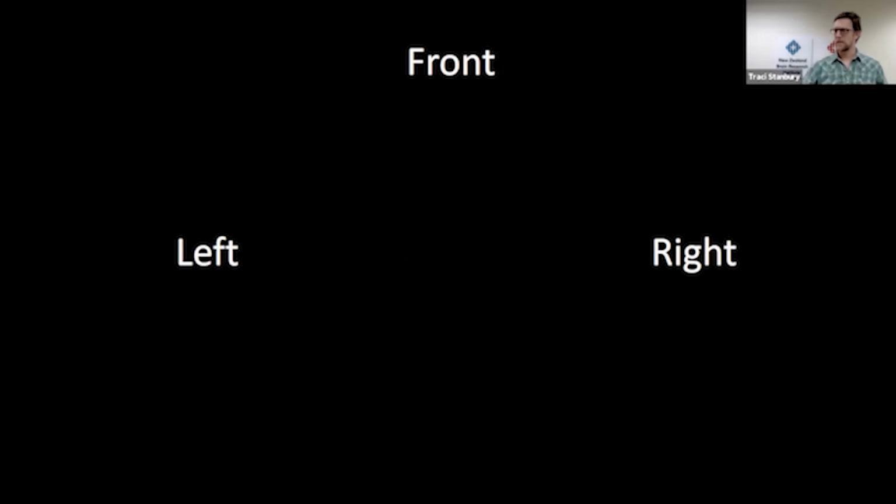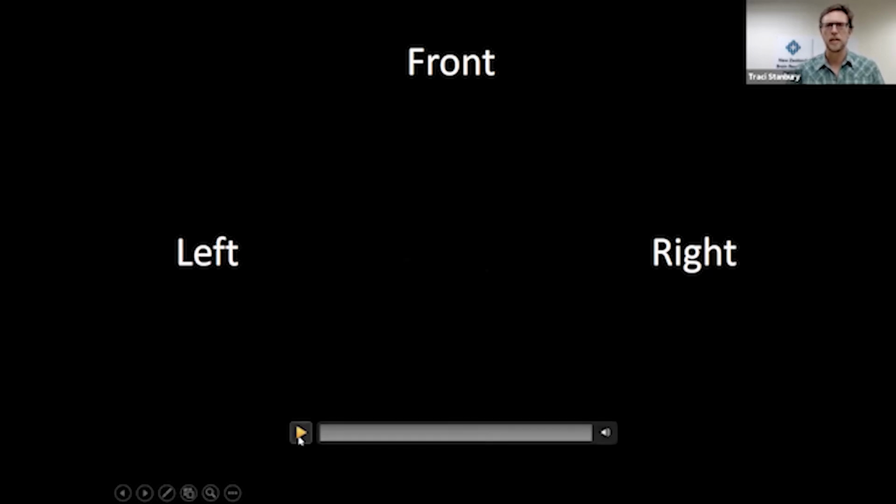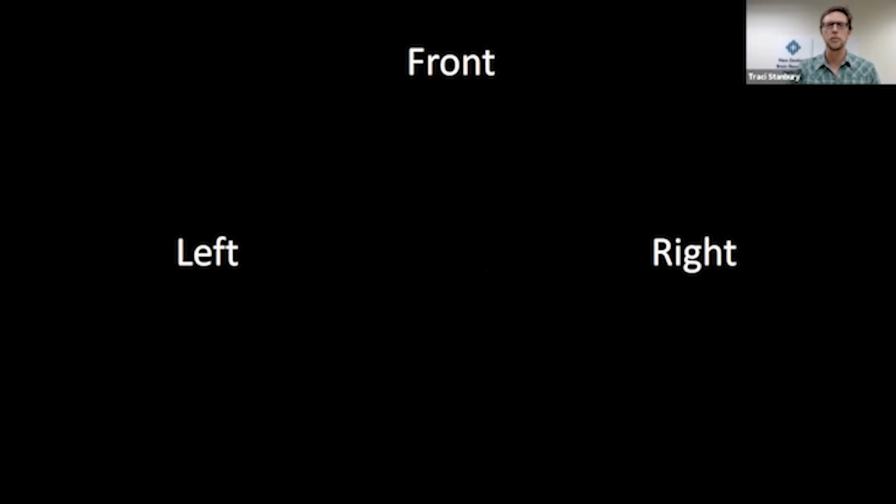But before I do that, I do have just one or two more examples of some brain images. We're going to be looking at a structural scan, which is as if we were to slice the brain and look down on the brain from above. You'll see I have some indicators here. Front is the top of the screen, and left and right. So we'll go through this to begin with.